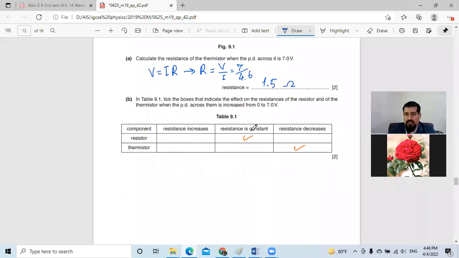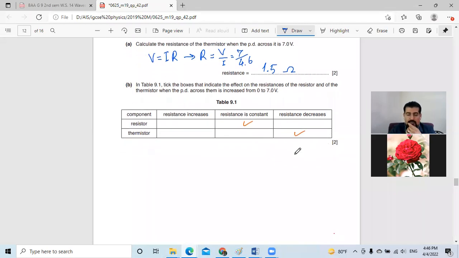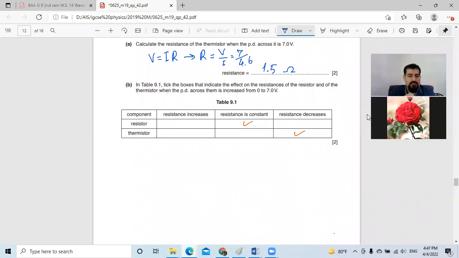Okay, the resistor has constant resistance, while the thermistor has decreasing resistance. Did I answer your question, Jumana? Any other questions?